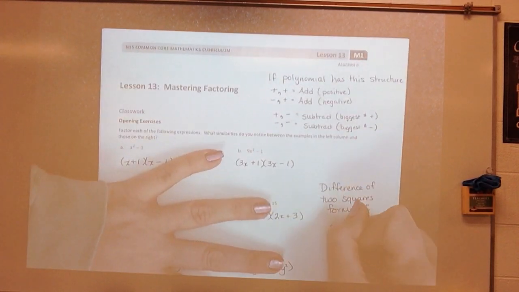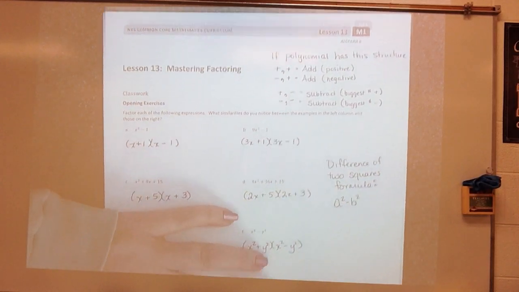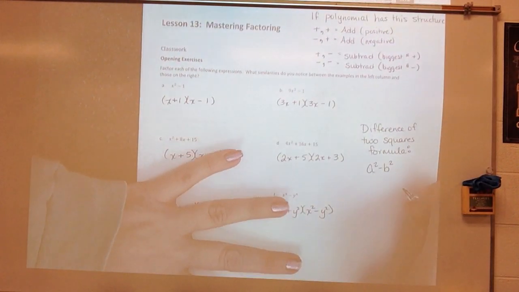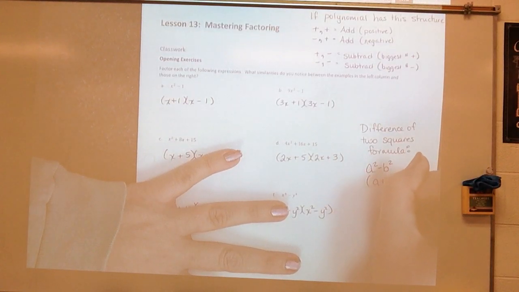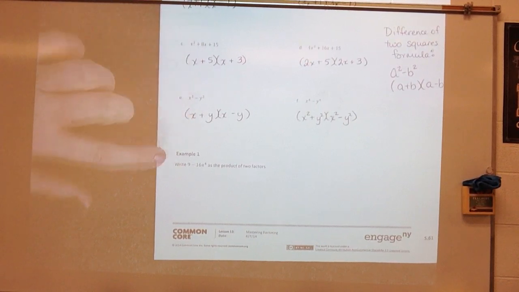So when I have, and I'm just going to use a and b right now, a squared minus b squared, that means that I can factor it as a plus b and a minus b. So this is the difference of two squares formula that can be used to factor an expression even when the two squares are not obvious. Alright, so let's look. Write 9 minus 16x to the fourth as the product of two factors.